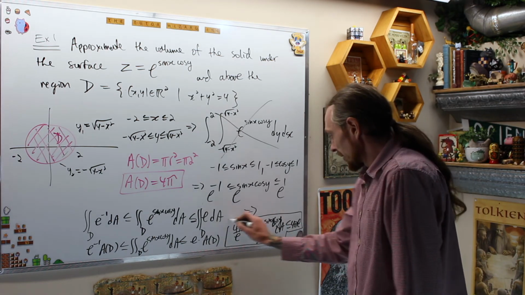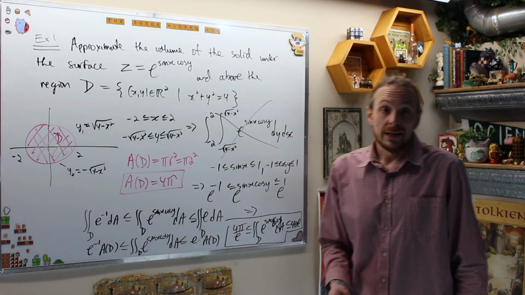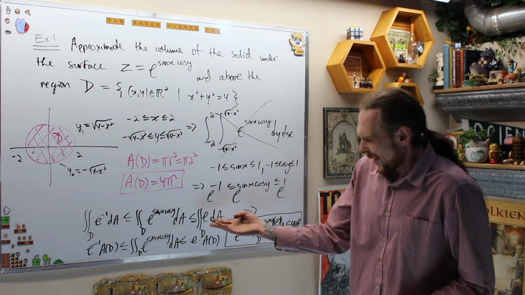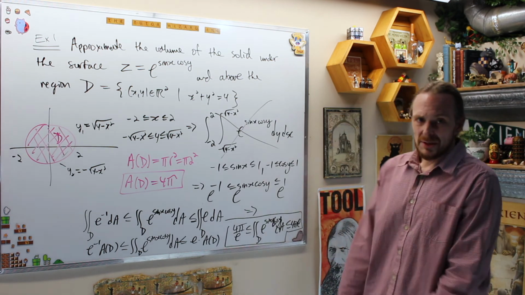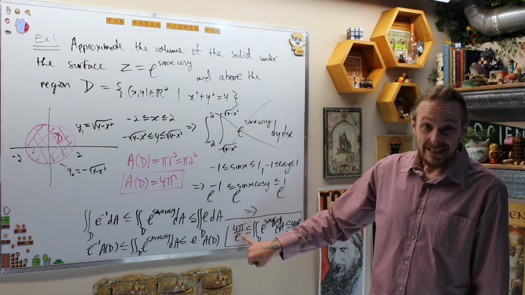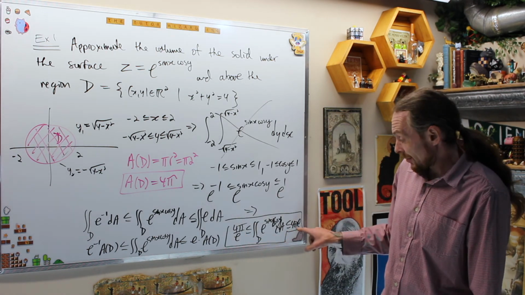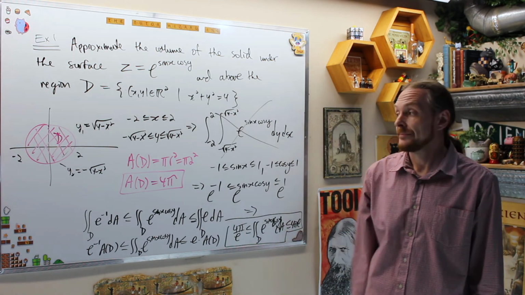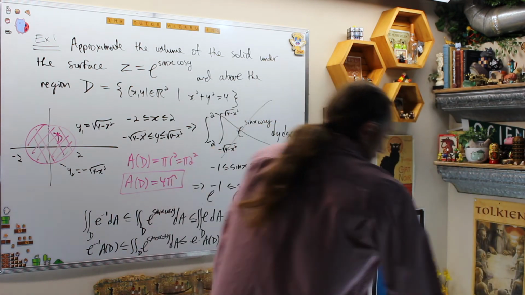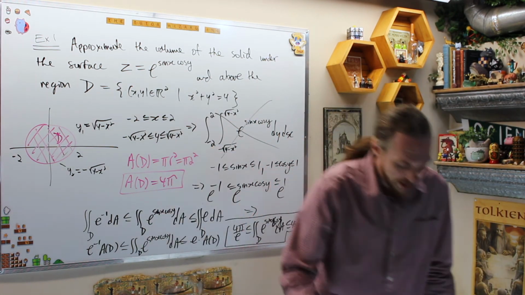I had to squeeze it in there again, but this is how we specifically find the bounds for a function that I can't integrate. That's why I would switch to doing this. What that says now is the area or the volume is at least 4 pi over e, and it's at most 4 pi times e. Who's e? 2.718281828.